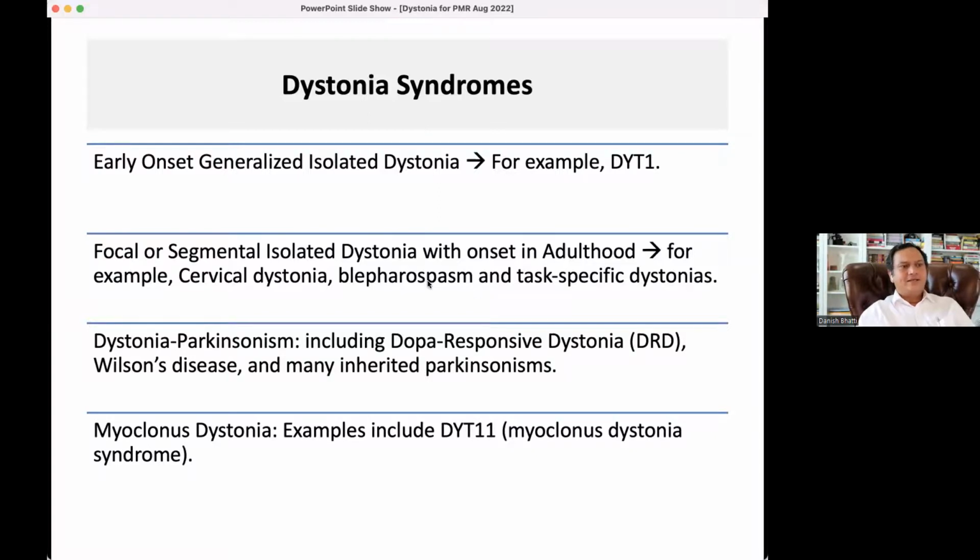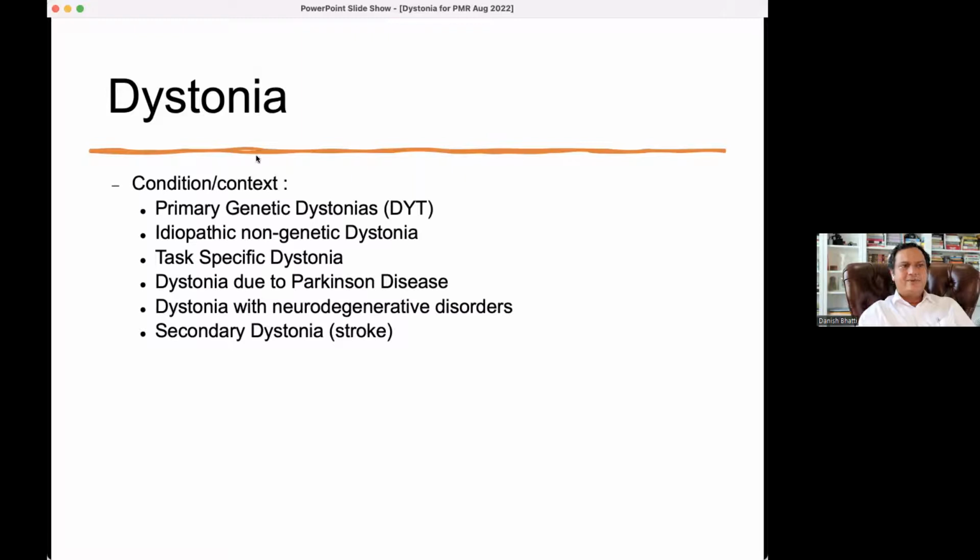And then there are all these classifications that I mentioned. So dystonia itself is a phenomenology. It's an observation of a behavior, and what is causing it may be primary idiopathic focal dystonia of no other cause. It may be a task-specific dystonia, or it may be dystonia due to Parkinson's disease, or a primary genetic dystonia, or a dystonia syndrome, dystonia and other inherited disorders, as I mentioned previously.